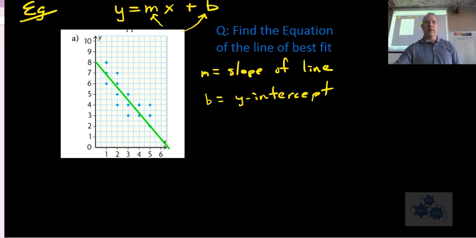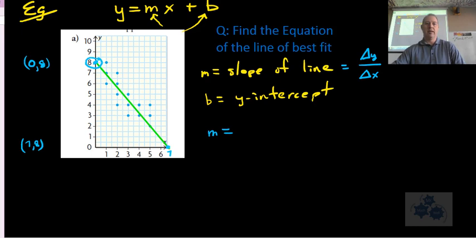So how do we find the slope? The slope of the line, m, is the change in y, or the rise between any 2 points, divided by the change in x, or the run between any 2 points. It's probably best to pick 2 known points. I have 1 point right here that I know is on the line, and another point that we know is on the line is this point right here, 7, 0. So I have 0, 8 as 1 point, and 7, 0 as another.